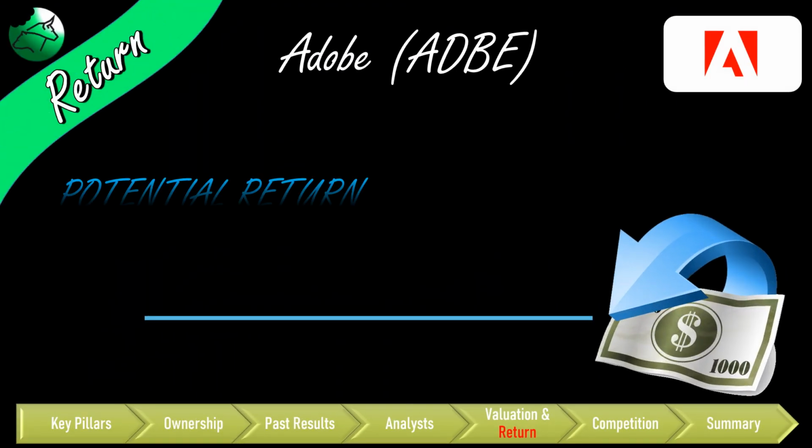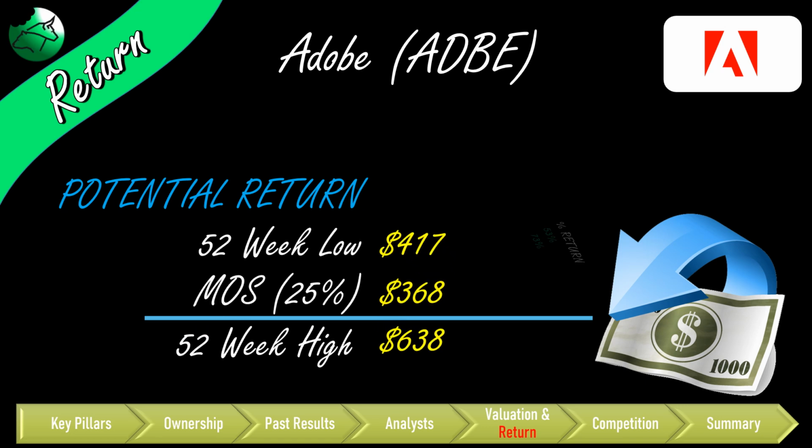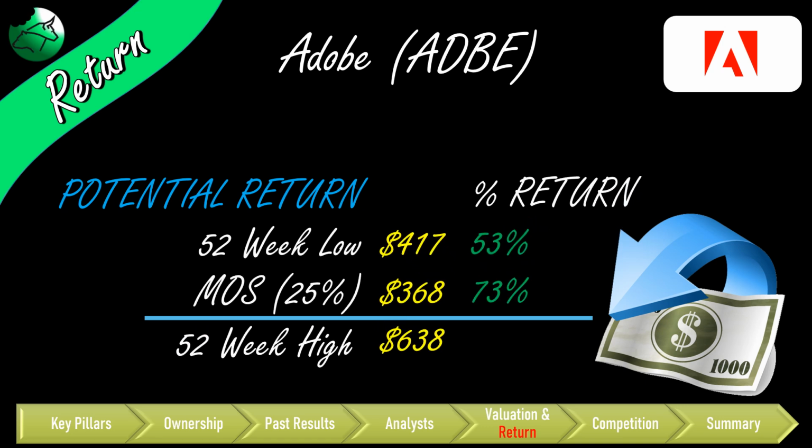The return we would have received if we had bought at the 52-week low of $417 and sold at the market high of $638 would be 53%. We could see a return of 73% if we bought at our margin of safety price of $368.